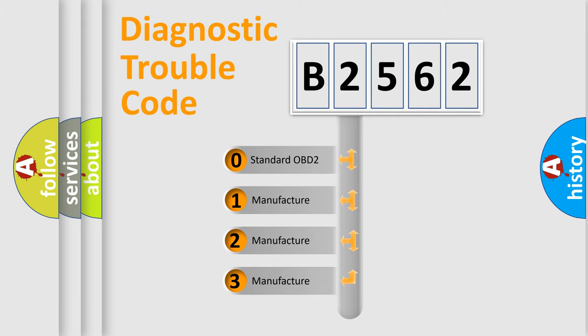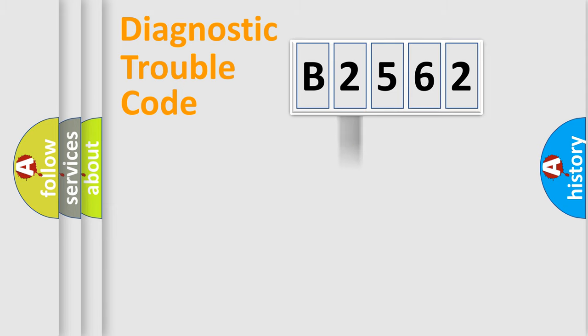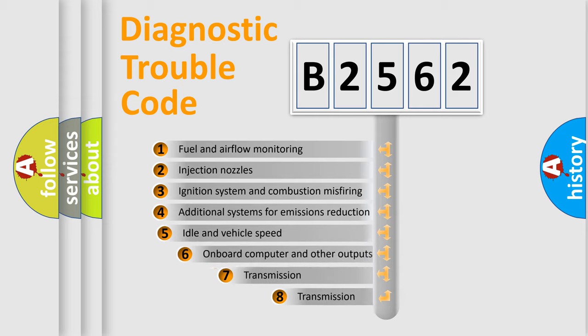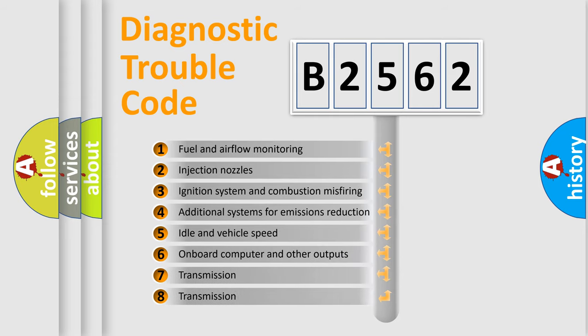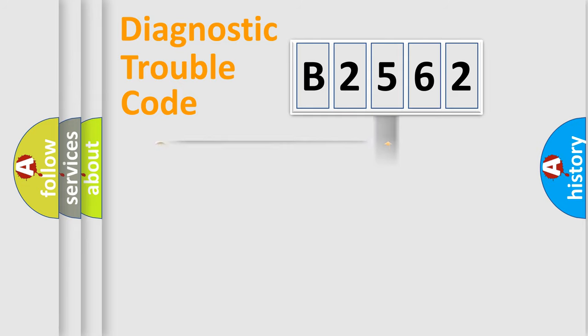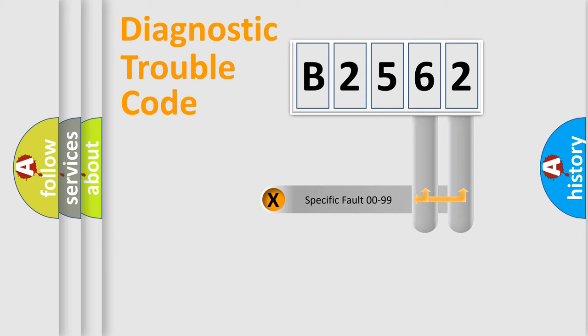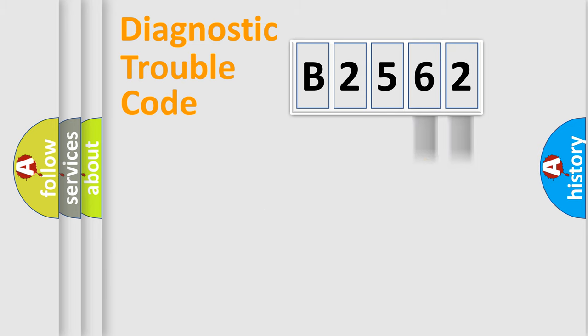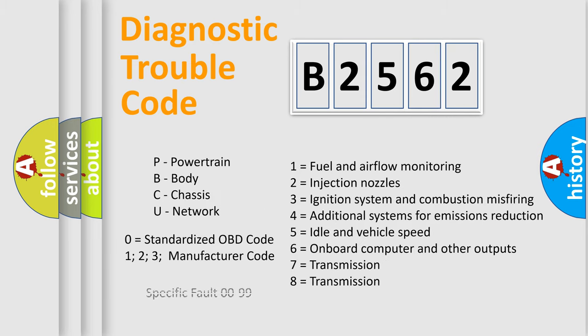If the second character is expressed as zero, it is a standardized error. In the case of numbers 1, 2, 3, it is a manufacturer-specific error. The third character specifies a subset of errors. The distribution shown is valid only for the standardized DTC code. Only the last two characters define the specific fault of the group. Let's not forget that such a division is valid only if the second character of the code is expressed by the number 0.